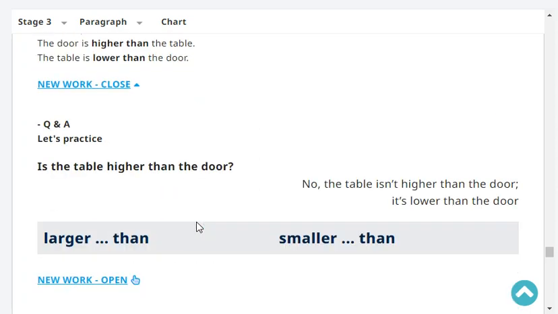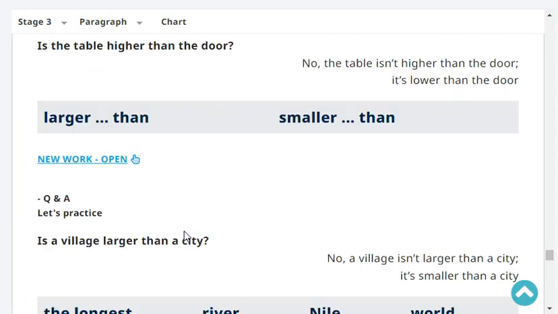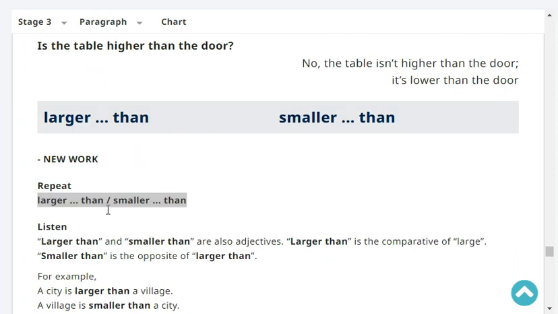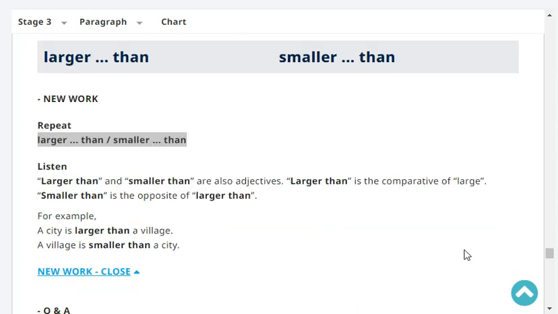Okay, let's practice. Is the table higher than the door? No, the table isn't higher than the door. It's lower than the door. Very good. Okay, next. Larger than, smaller than. Very good. Okay, listen.